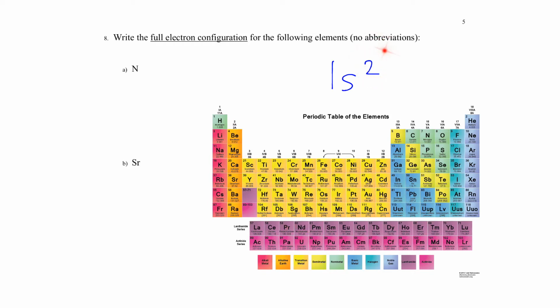And then the exponent here corresponds to how many electrons are in that particular sublevel, but on the periodic table it corresponds to kind of how many spots you're moving in that section.